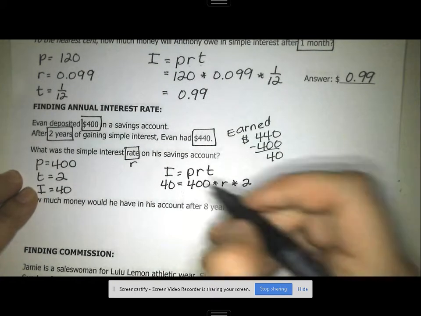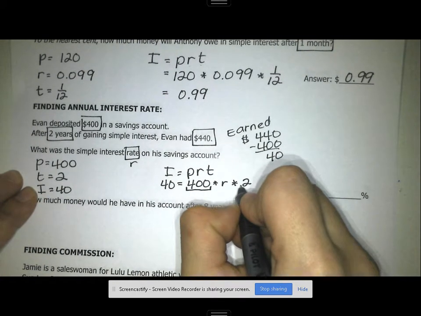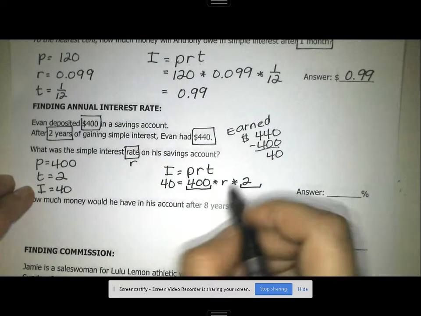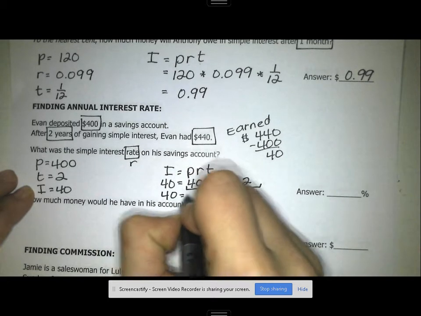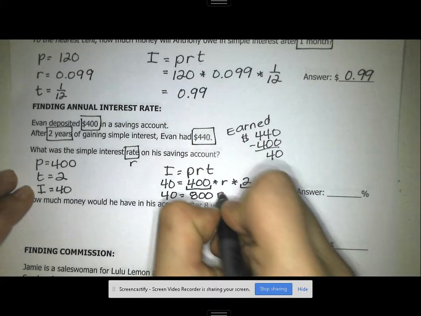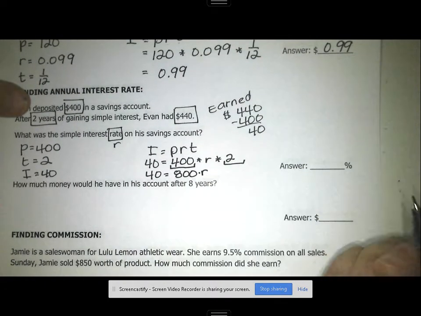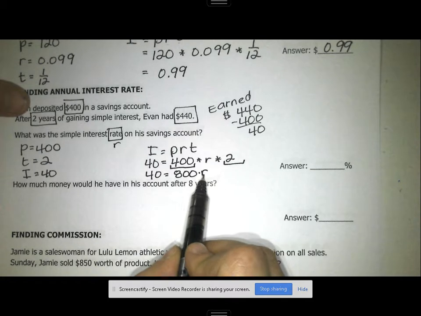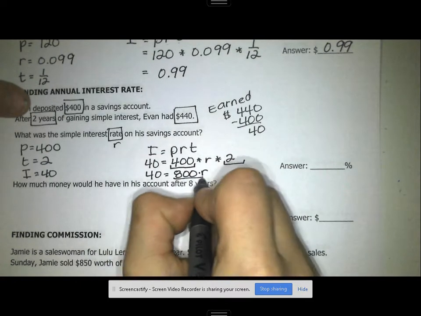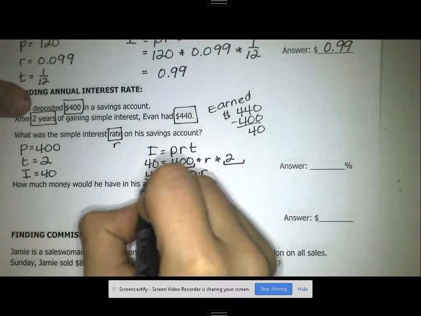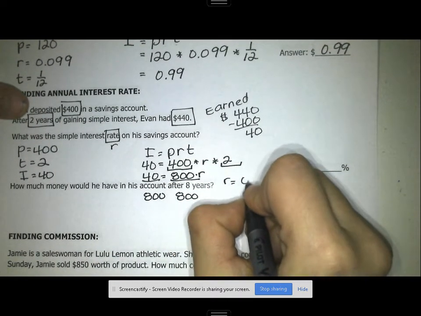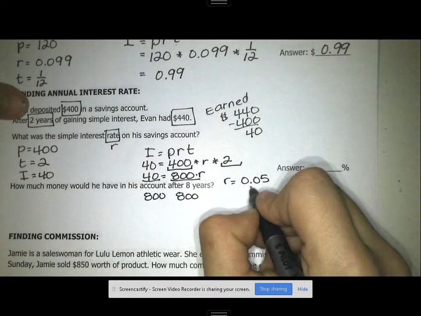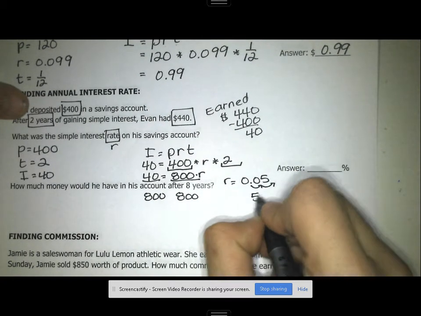Now to solve this, I'm going to take 400 times 2, and I'm going to multiply those together to simplify the right-hand side of my equation. So I get 40 equals 800 times R. And then to solve for the rate, I have to do the inverse operation of what's already happening. So the rate is being multiplied by 800. So let's divide both sides by 800. And I get the rate is 0.05, which if I move the decimal over twice, he has a 5% simple interest rate.